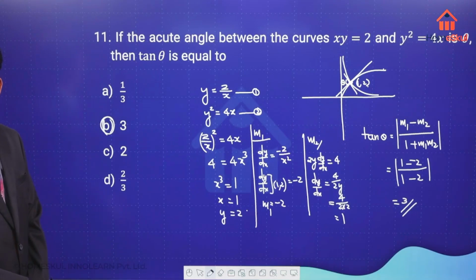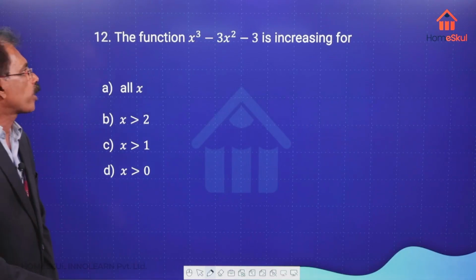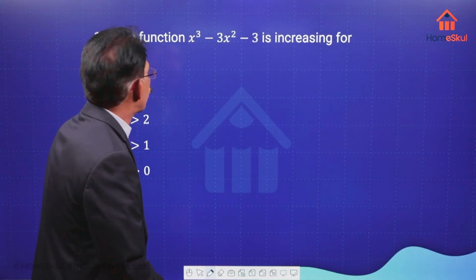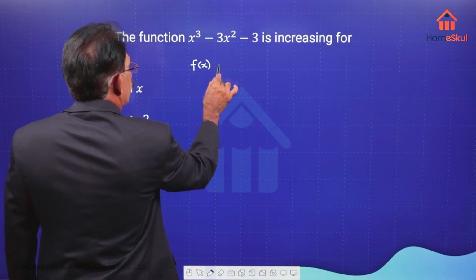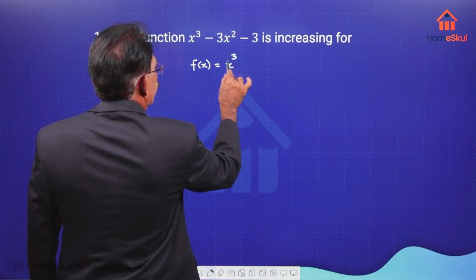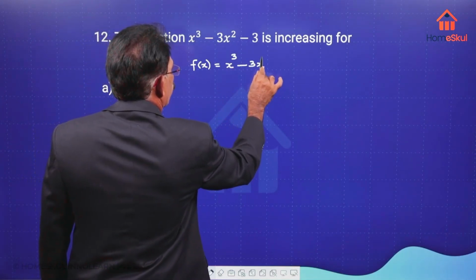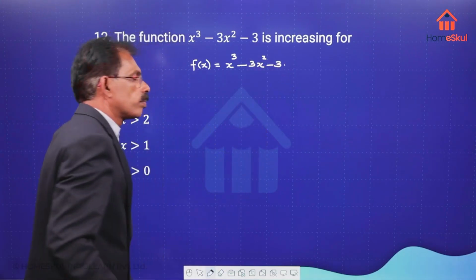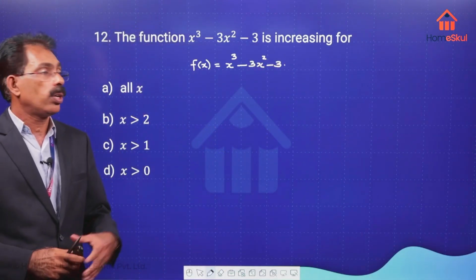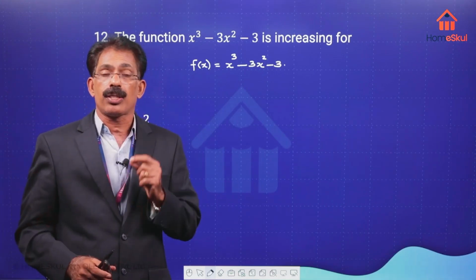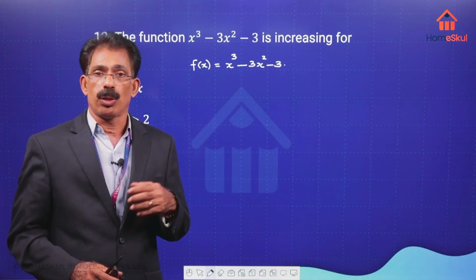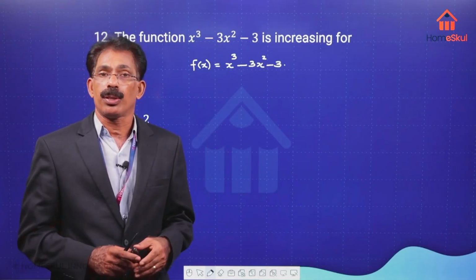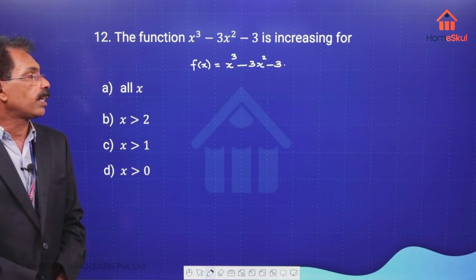Just these questions. The function x cube minus 3x square minus 3 is increasing for which interval? Your first f of x is equal to x cube minus 3x square minus 3. When the function is increasing, f dash x is greater than or equal to 0. Decreasing, f dash x is less than or equal to 0.